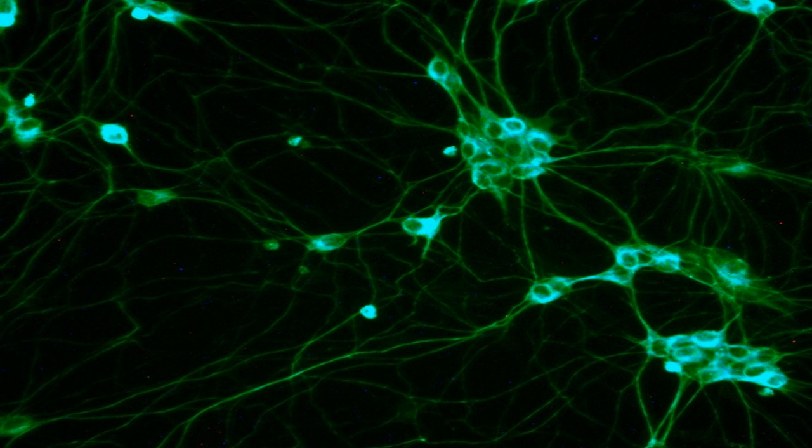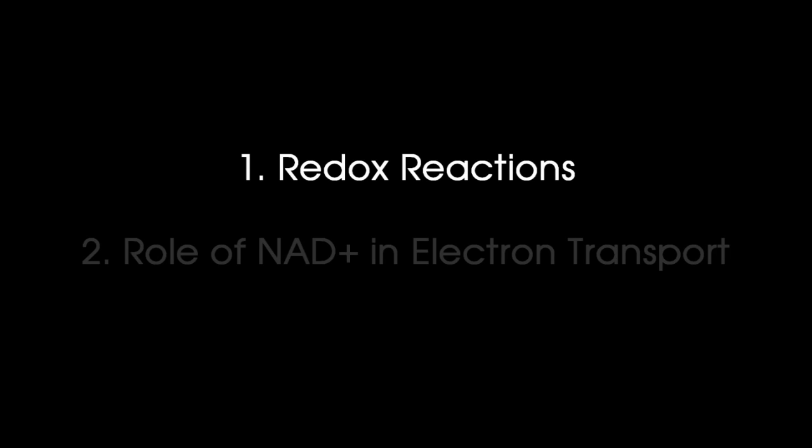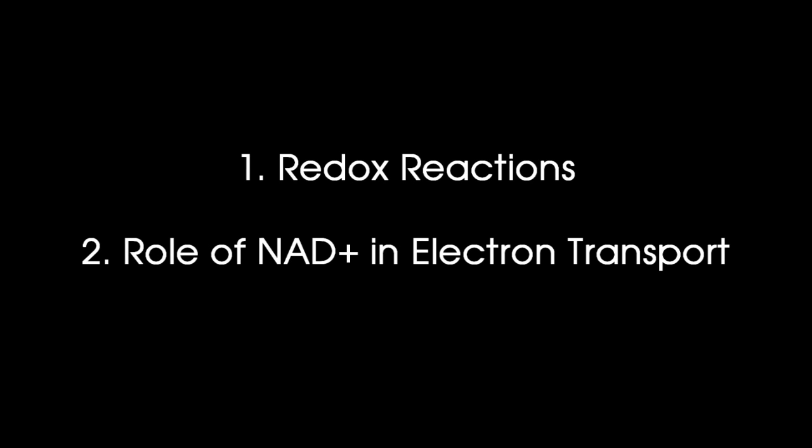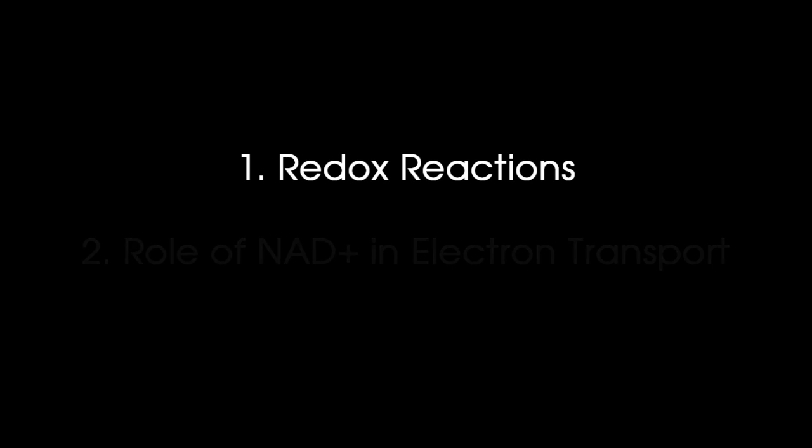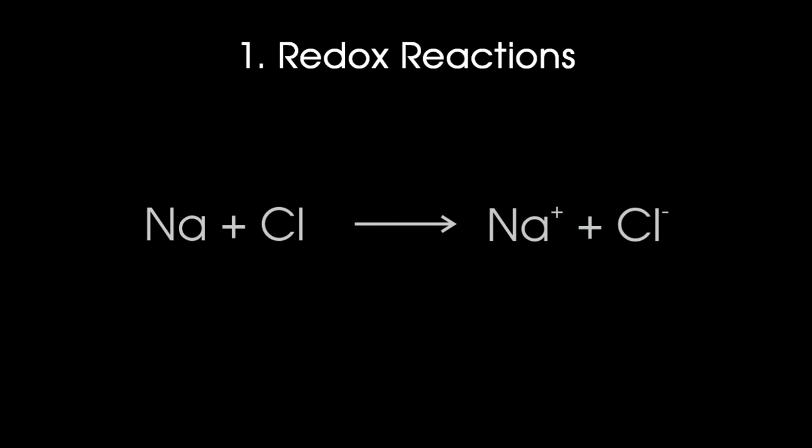Two concepts are essential for understanding how nature makes this happen: 1. Redox reactions, and 2. Role of NAD+ in electron transport. In general, an electron which gets to be closer to a more electronegative element will have lower potential energy. Consider, for instance, the inorganic reaction of sodium with chlorine to form ionic sodium and chloride. Sodium loses an electron, hence gains positive charge, and is therefore oxidized in this reaction. Chlorine, on the other hand, gains an electron, thus gaining an overall negative charge, and is hence reduced.